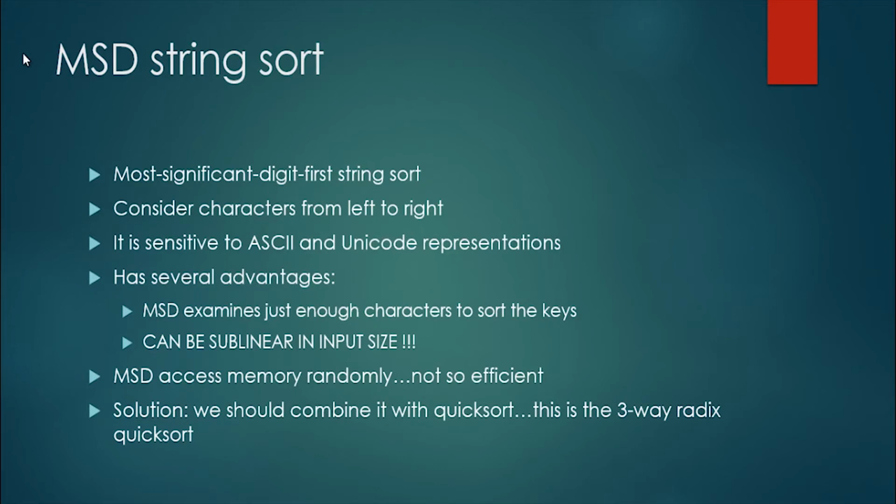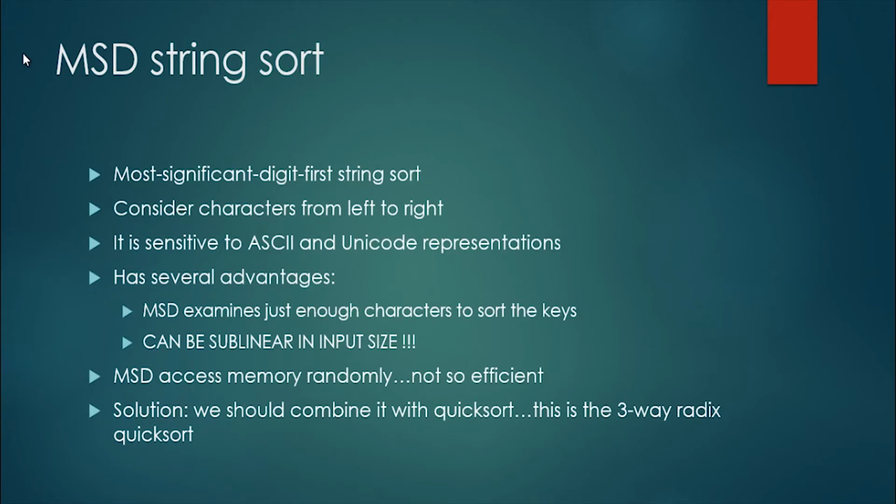MSD examines just enough characters to sort the keys, and as we have seen with ternary search trees, it is a very good optimization. That's why ternary search tree performs better than hash table, and that's why MSD performs better than LSD, because it examines just enough characters. So it can be sublinear in input size. It's very important. However, MSD accesses memory randomly, which is not so efficient.